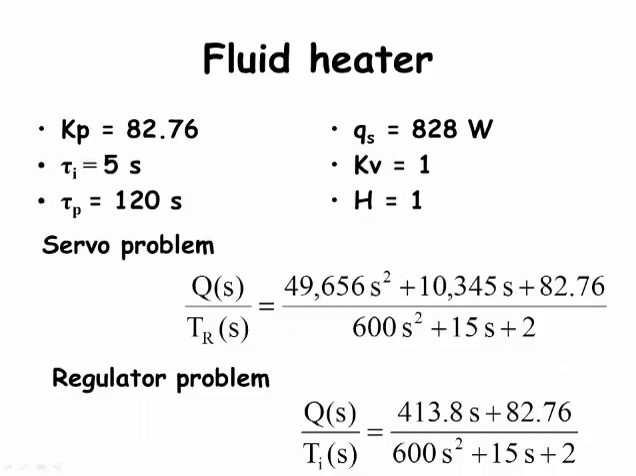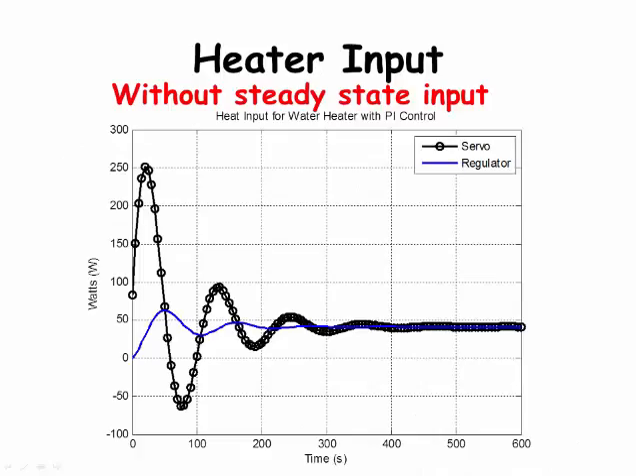Here are the transfer functions for the servo and regulator cases after substituting in the data for the problem. Here is the heat input needed to respond to a unit step change in the set point for the servo case and a unit step change in the inlet fluid temperature for the regulator case. This is the graph without adding the steady-state heat input value, and we have some negative heat input values which do not make sense.